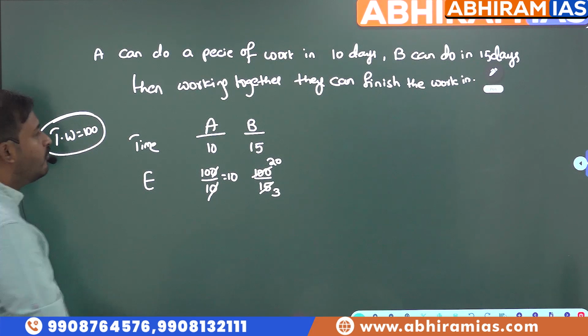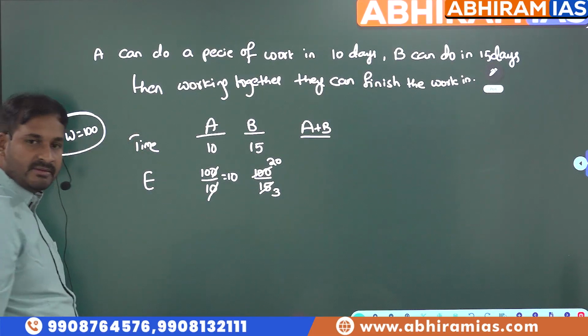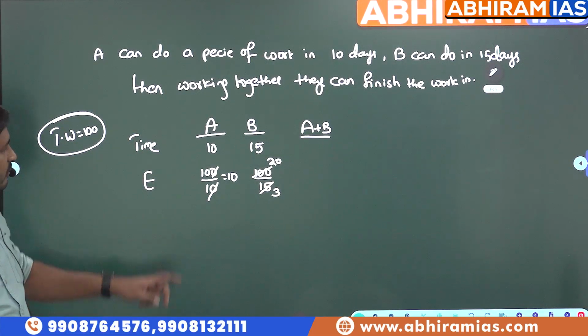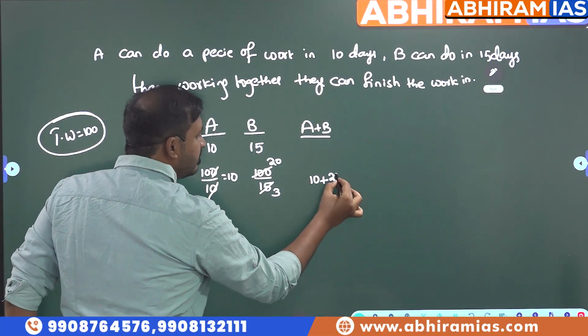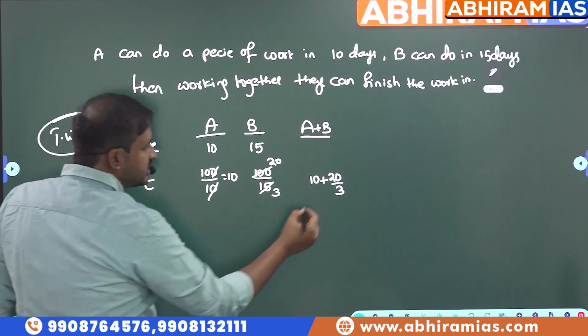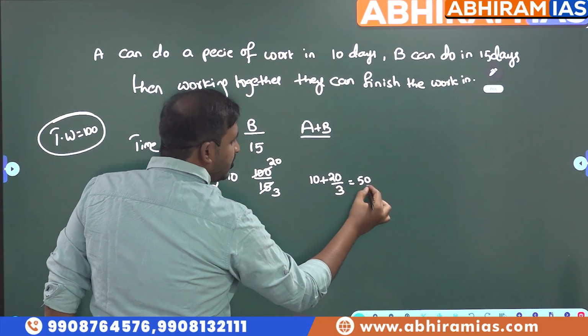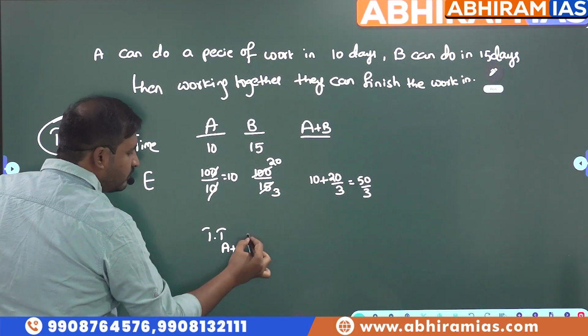Now both A and B are working, right? They are asking us what is the time taken by both A and B. Now what happens to their combined efficiency? 10 plus 20 by 3. Why? Because both the persons are working together. So now overall efficiency will become 50 by 3.